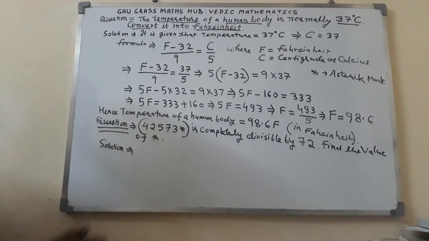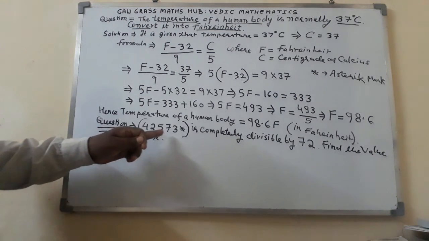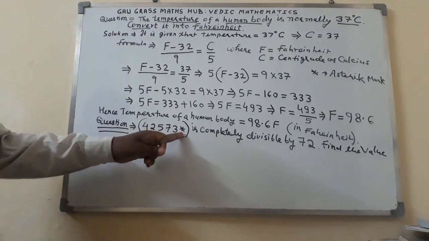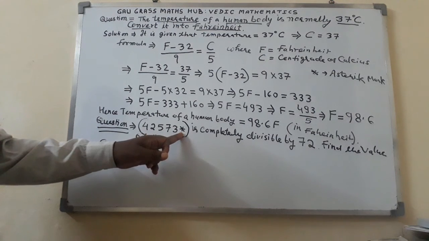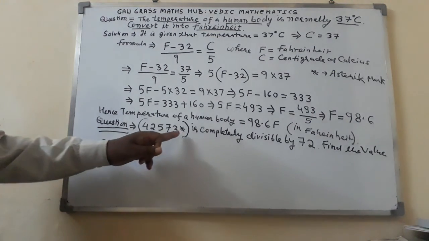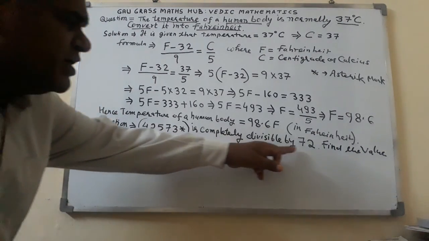Solution implies that this statement 425 73 asterisk, an empty space, is available which is filled by a single digit. The value of the single digit you have to find out, so that the number is completely divisible by 72.